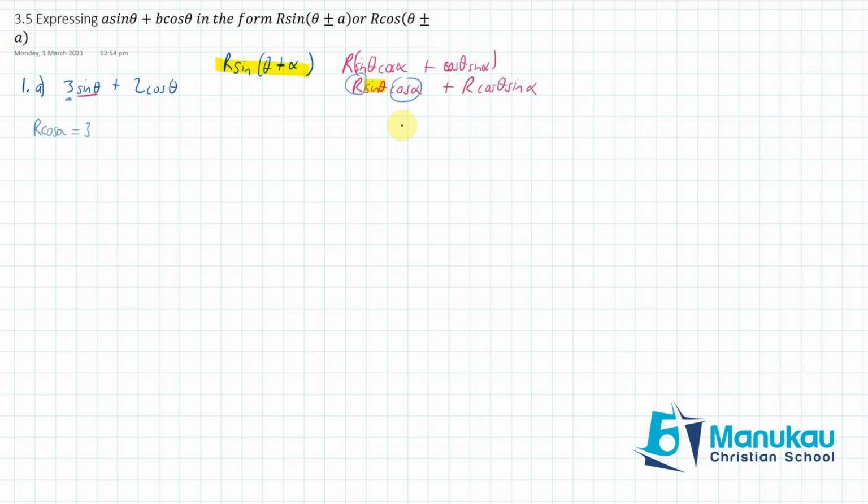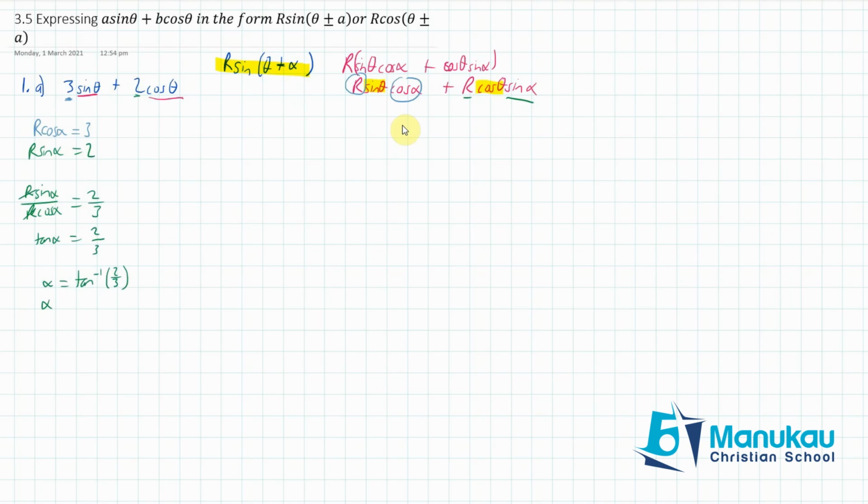And then let's look at the next one. We've got a cosine theta here, and we've got a cosine theta there, which tells us that this sine alpha times r must be equal to this 2. So r sine alpha equals 2. Now, what we can therefore say is that if we put r sine alpha over r cosine alpha, that's going to equal 2 over 3. So I've just put one side over the other, and that cancels out, and so we know that tan alpha equals 2/3, and therefore alpha is equal to the inverse tan of 2/3.